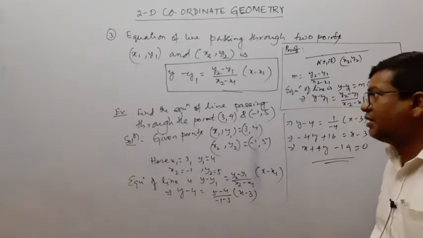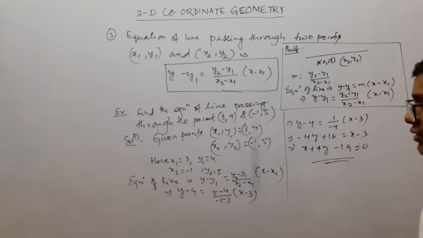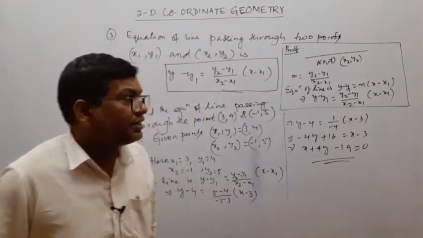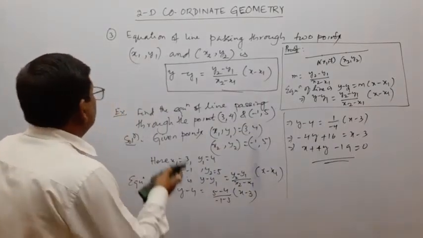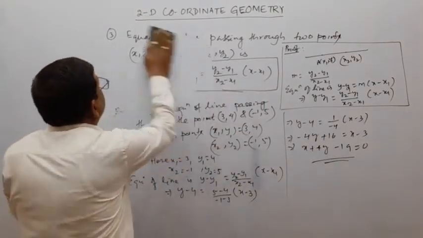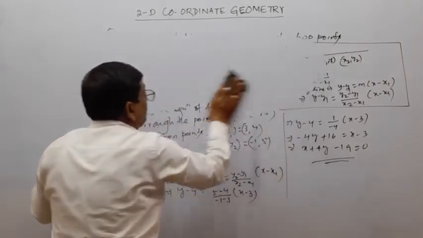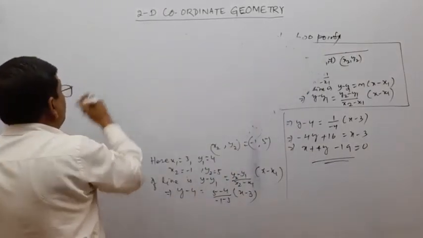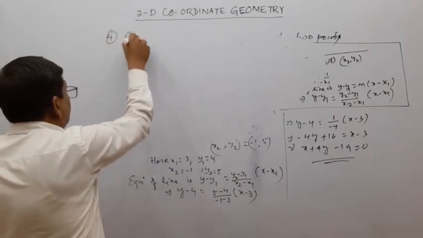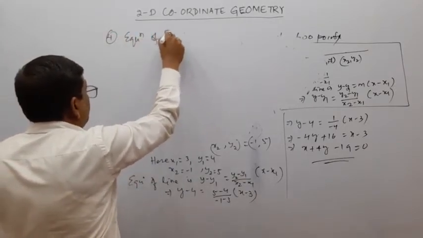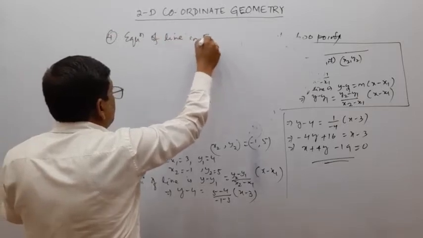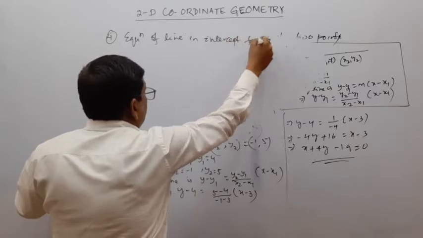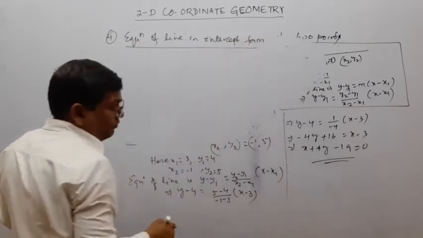Now equation of line in intercept form. The fourth one is equation of line in intercept form.